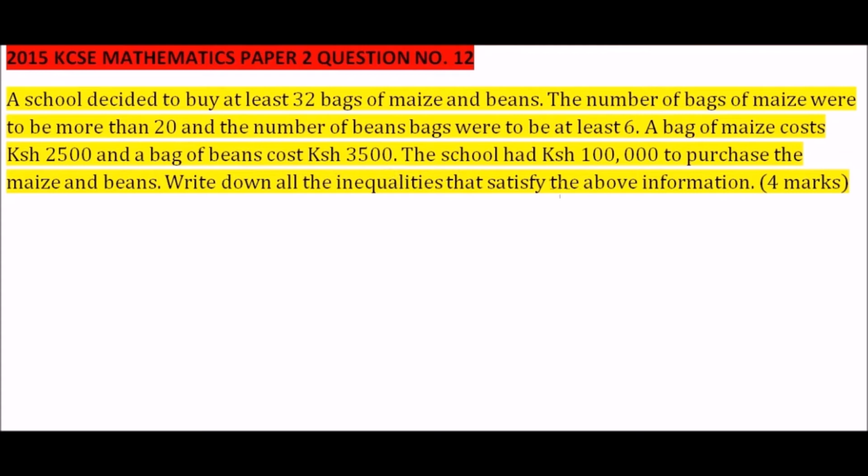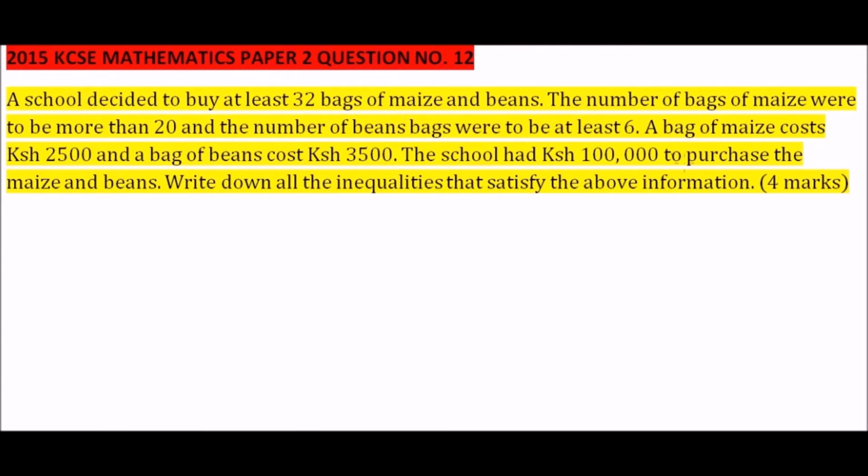The school had 100,000 Kenyan shillings to purchase the maize and beans. Write down all the inequalities to satisfy the above information and you get your 4 marks. So hii marks ni kama tu ya bure. Hii swali ni kutoka inequalities ambayo mulifanya form 2 na pia form 4 part of it.